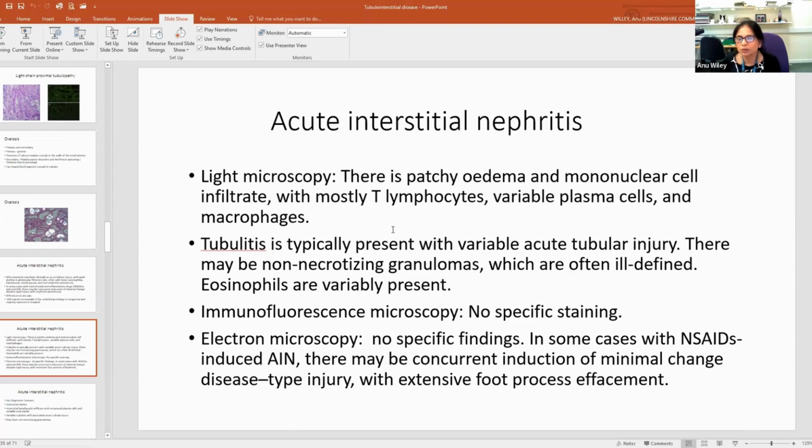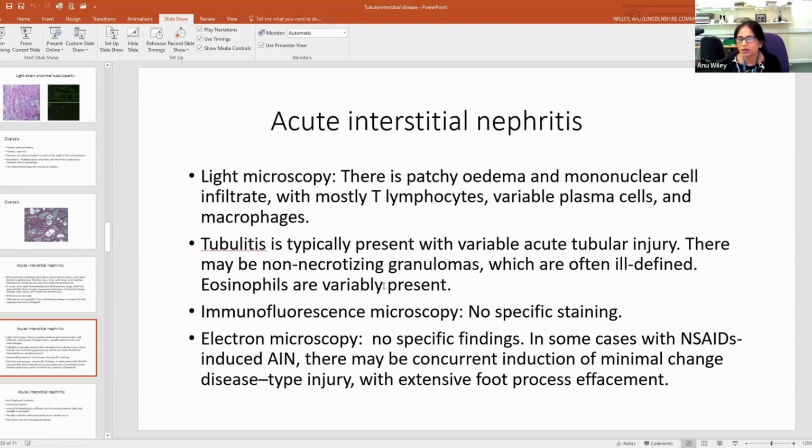So what do you see on light microscopy? There's a patchy edema and mononuclear cell inflammatory infiltrate, which are mostly T lymphocytes. You will see a variable number of plasma cells, some macrophages, and eosinophils. The typical picture, or the most diagnostic criterion for diagnosing tubulointerstitial nephritis, is the presence of tubulitis, which basically means that the lymphocytes or inflammatory cells have infiltrated through the tubular epithelial cytoplasm and are sitting within the tubular epithelial cell itself. They can be associated with granulomas if the TIN is very severe and it causes rupture of the tubule itself.